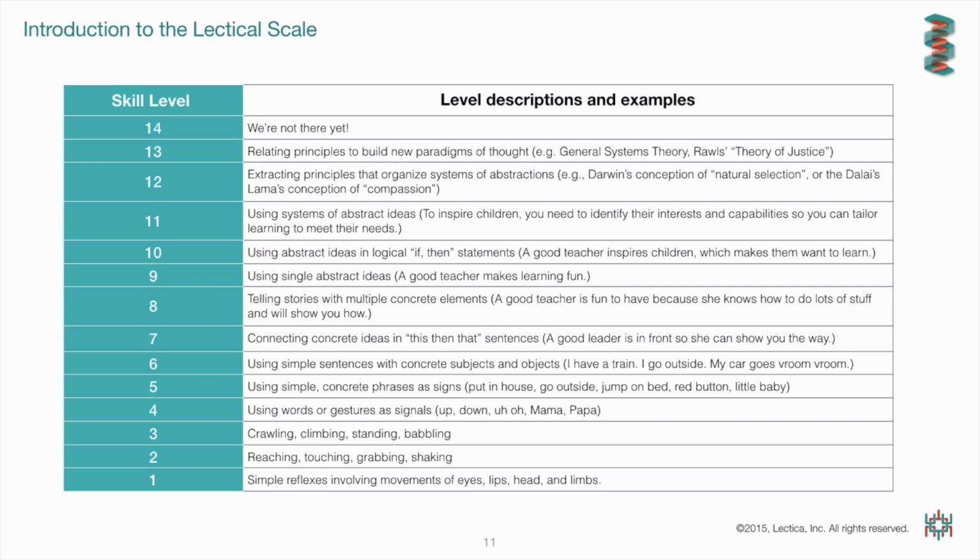I hope you can see how performance becomes more and more complex at each developmental level, with each level providing the foundation for the next level.